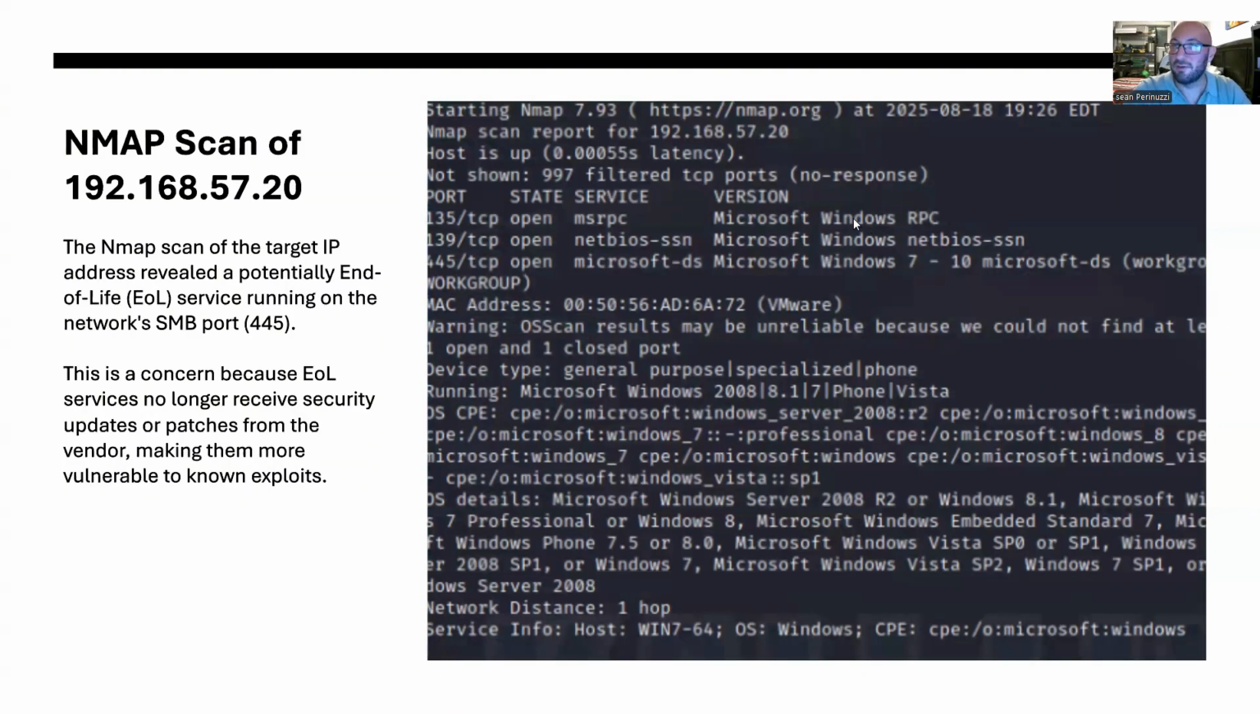The first scan we have here of the target IP above shows us off the bat that there is a potential for an outdated or end-of-life service running on this system's SMB server, which is port 445. The concern here is that end-of-life services mean that they are no longer receiving the necessary patches or security updates, and they are an easy target for a threat actor to exploit.